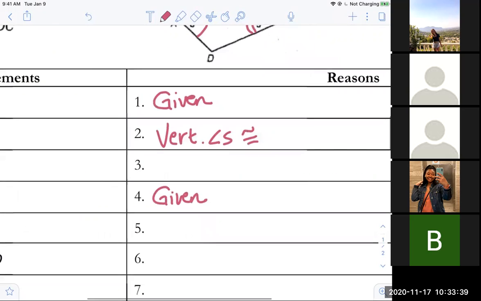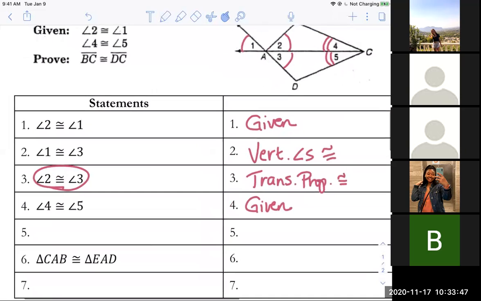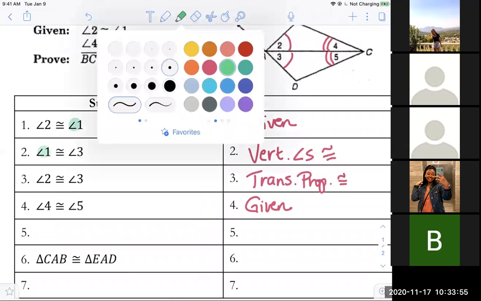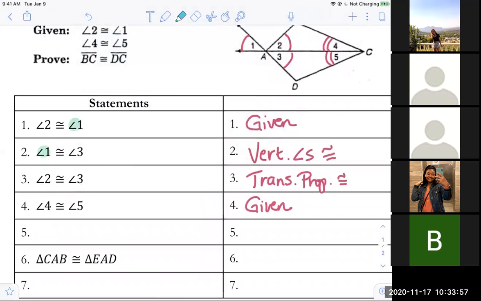Okay, so transitive, right. How does transitive work, Kara? I'm trying to think of how to word it. If thing 1 is congruent to thing 2, and thing 2 is congruent to thing 3, then thing 1 is congruent to thing 3. So the way that it's written there, if we try to link from the left side to the right side, we would go angle 2 is congruent to angle 1.